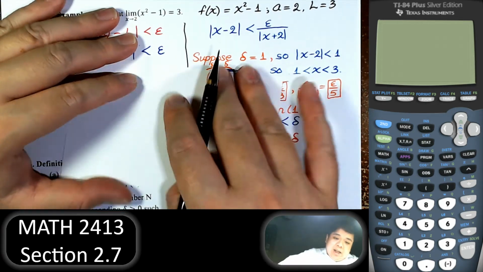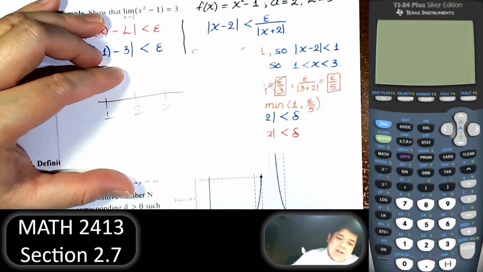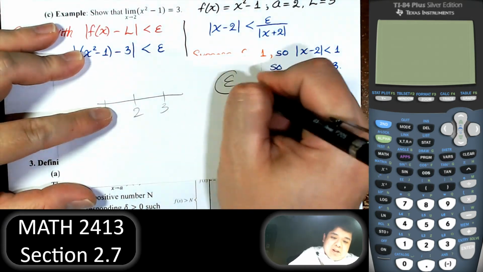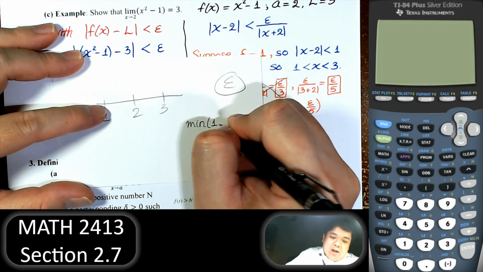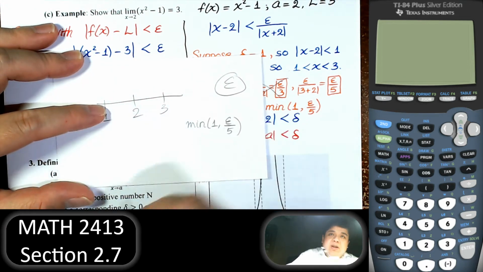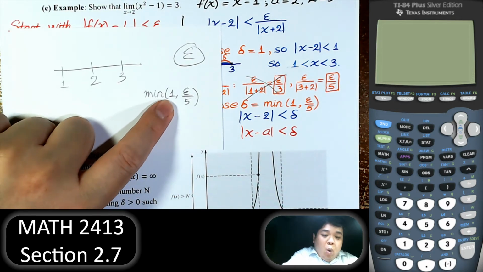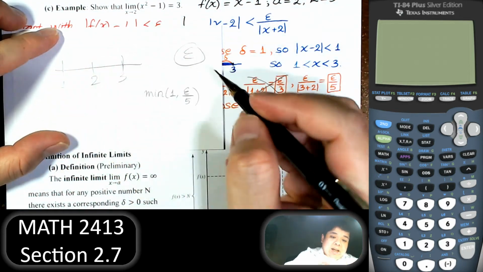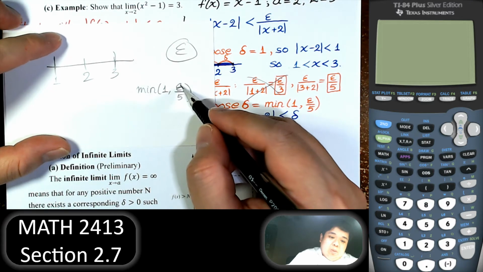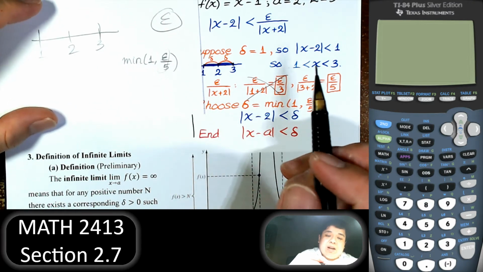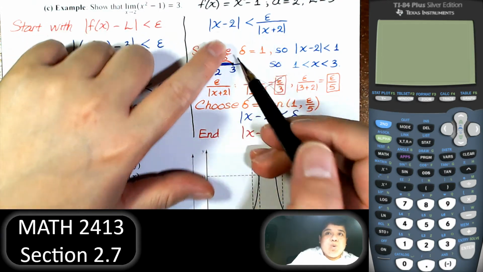So how about this? If you give me epsilon, I will do two things. First, I take the minimum of 1 and epsilon divided by 5. If it is less than 1, it's perfectly fine. Now, if it is not less than 1, then we can choose epsilon divided by 5. In that case, x minus 2 will be less than epsilon divided by 5, which is perfectly fine.